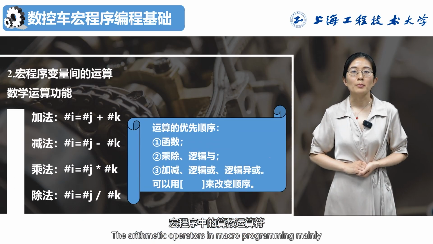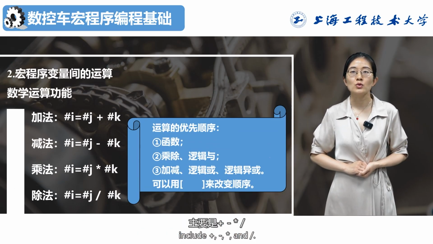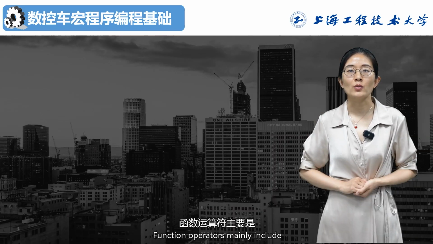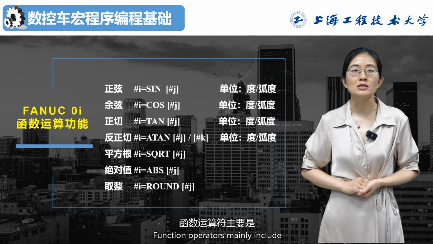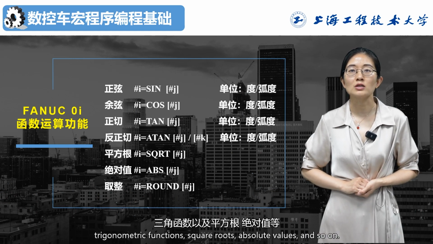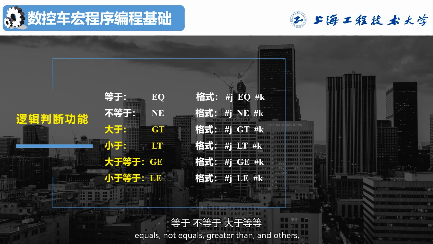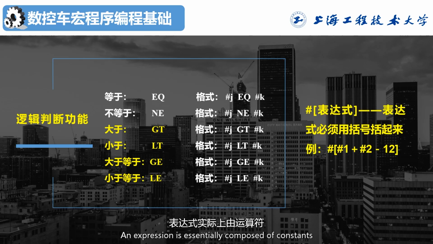The arithmetic operators in microprogramming mainly include plus, minus, multiply, and divide. Function operators mainly include trigonometric functions, square roots, absolute values, and so on. Conditional operators mainly include equals, not equals, greater than, and others, all represented by special codes. An expression is essentially composed of constants and micro-variables connected by operators.